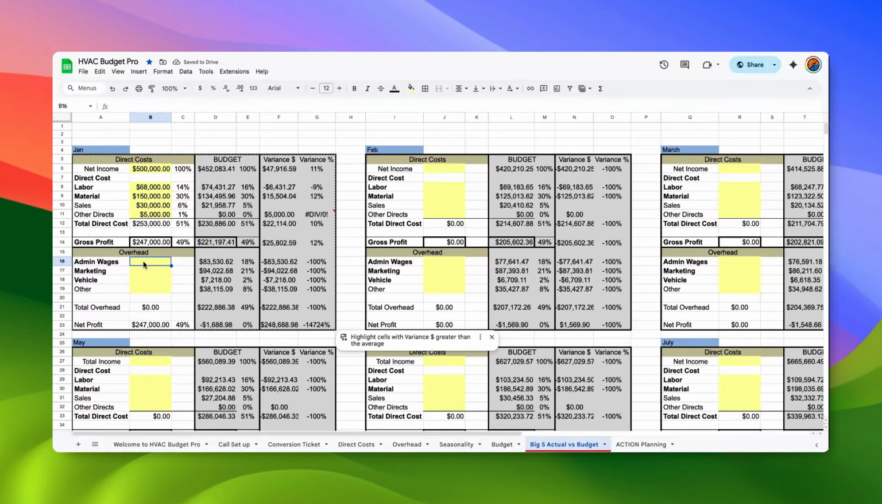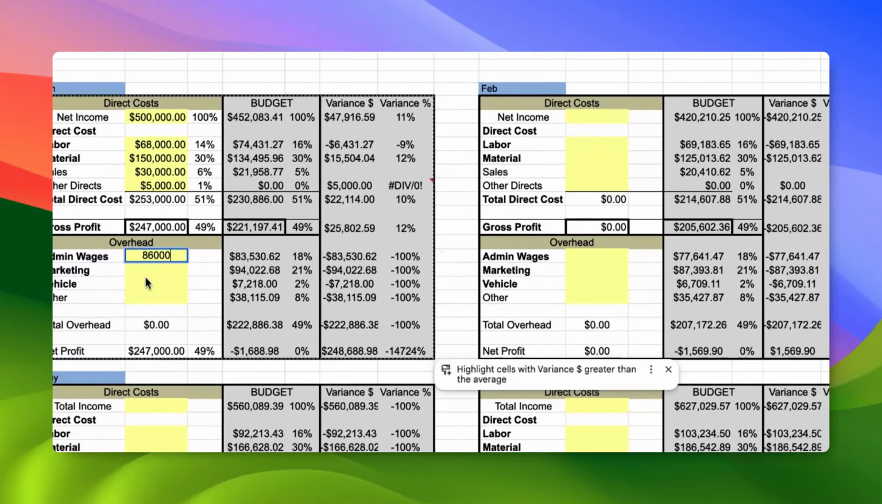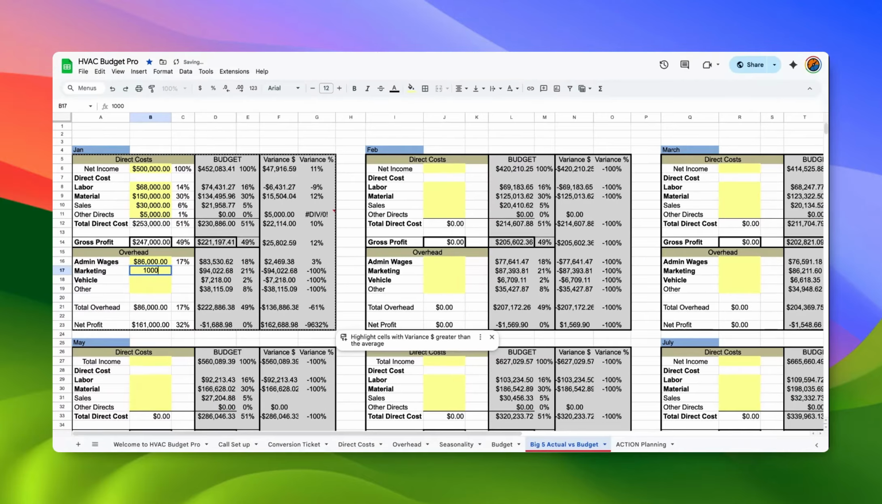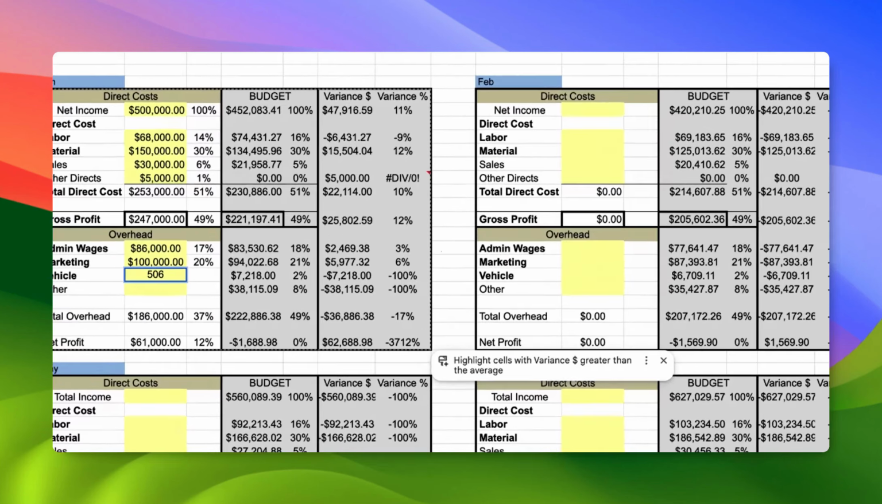Now, moving to the overhead section, we spent $86,000 on admin wages. There was a bit of overtime, and our marketing expenses ran over because of increased ad clicks. Luckily, vehicle maintenance costs were minimal this month. We spent only $5,000 on vehicles, along with $40,000 on other miscellaneous expenses.